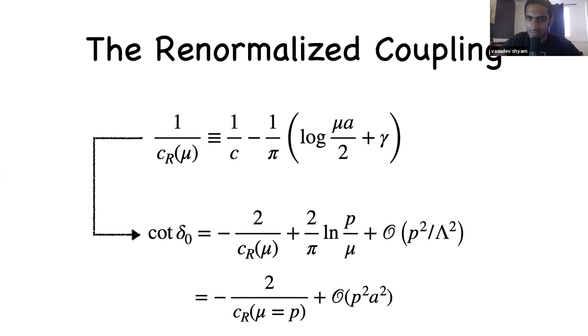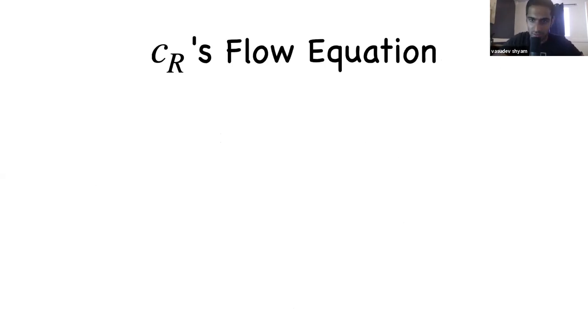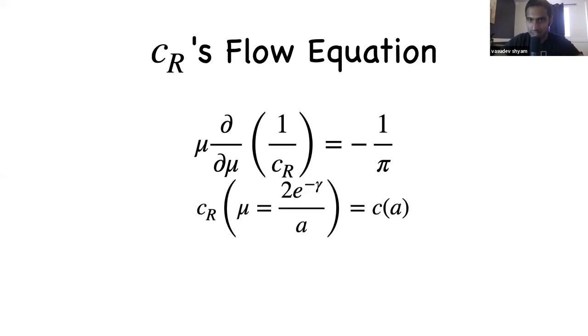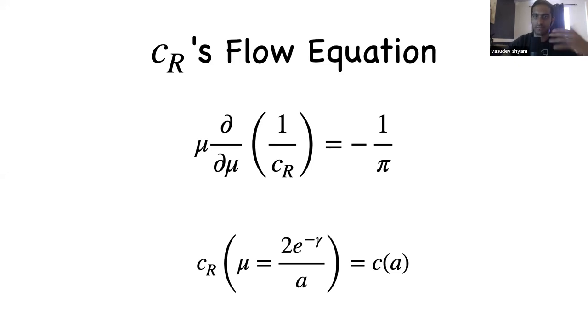And you could ask, okay, this should satisfy a flow equation too, because it depends on mu. And you'll find that it looks exactly like the one that it satisfied with respect to A. The reason for that is that these are really the same thing, just evaluated at different points. So if I took mu, which is an arbitrary scale, and set it to the cutoff scale, then I get C of A, right? Mu is an energy scale, A is a length scale, that's why I have an inverse relation. Gamma is the Euler constant. You can work that out if you wanted to, but the point is that I take mu to be proportional to 1 over A, and I get the running coupling as a function of A.